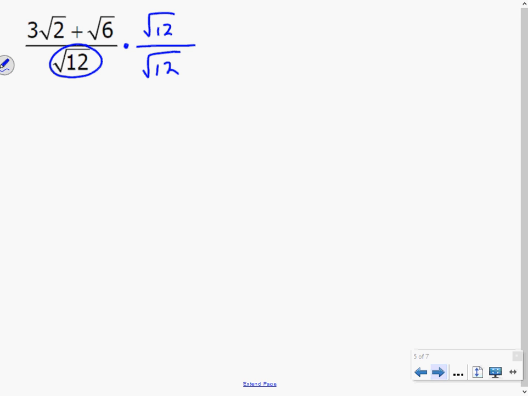So when I multiply my numerator by the square root of 12, we get 3 times the square root of 24. When I multiply the square root of 6 times the square root of 12, I get the square root of 72.